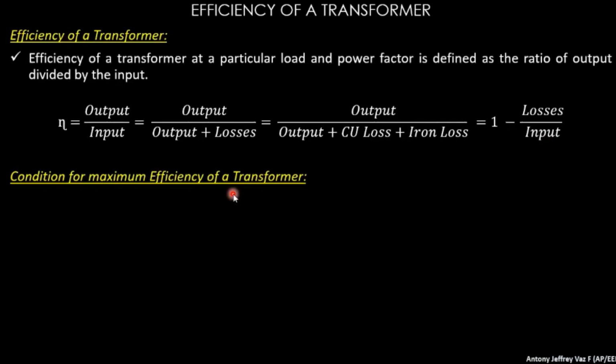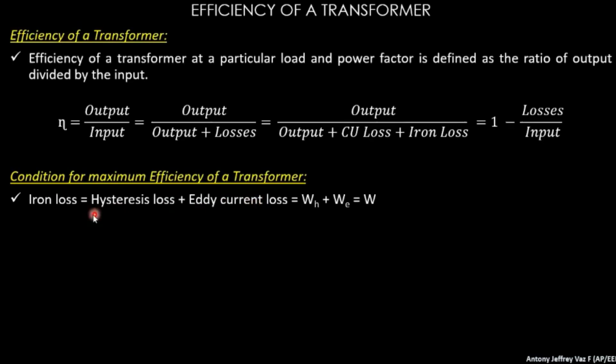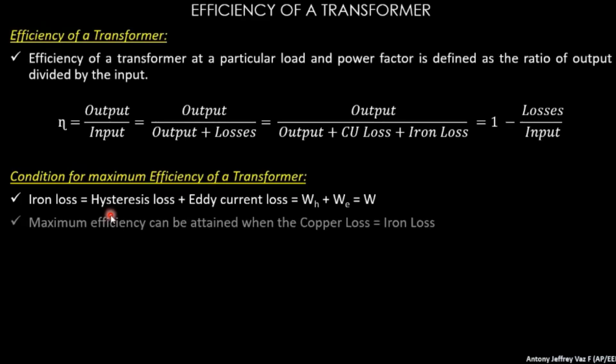Condition for maximum efficiency of a transformer. Iron loss is equal to hysteresis loss plus eddy current loss. You know these things. So the maximum efficiency can be attained when the copper loss is equal to iron loss. So just remember this thing. So maximum efficiency in a transformer is attained only when copper loss is equal to iron loss.